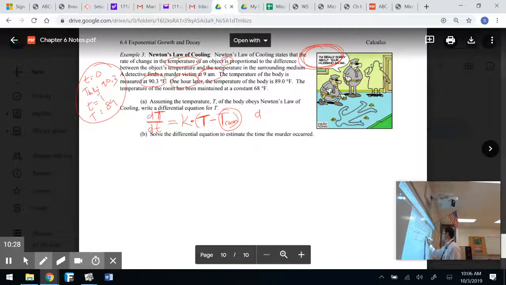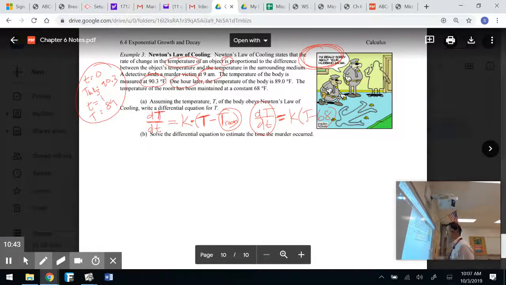So I can simplify this a little bit, my differential equation. Why is it a differential equation? Because it's got a derivative and it's an equation. Proportional to the temperature minus the temperature in the room. So I'm going to put that as 68.